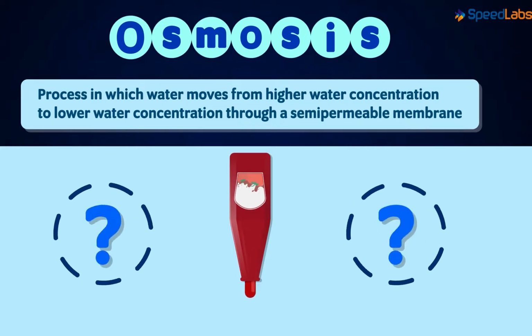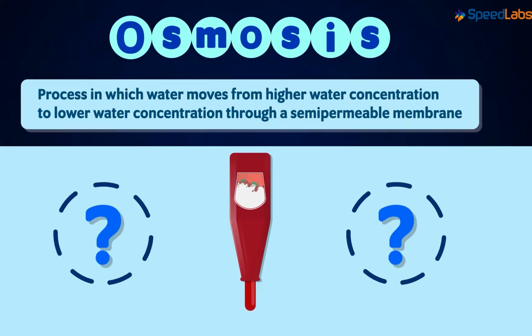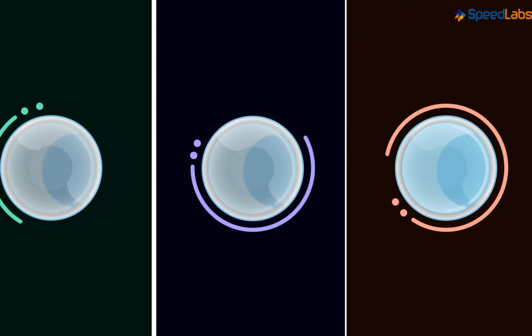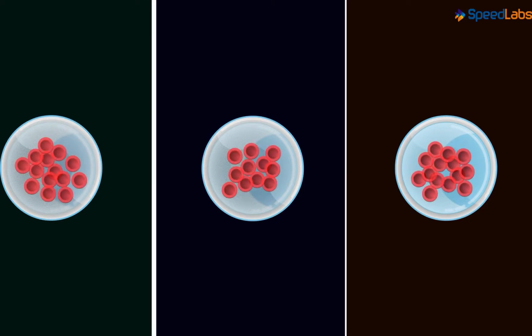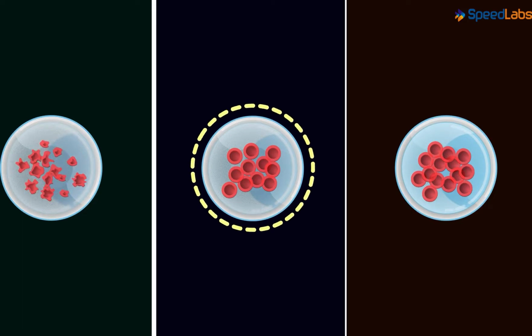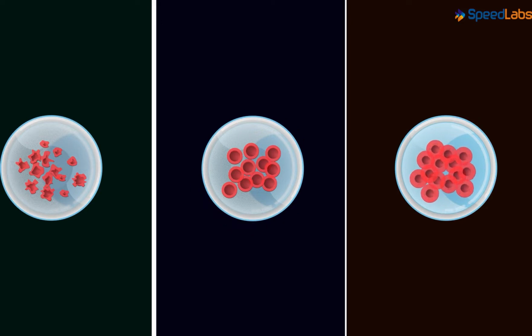And what does this mean exactly? Let's conduct an experiment to understand it better. Let's take 3 plates or containers with salt solutions of different concentration in each. Let's add a few red blood cells, that is RBCs, in each. After a while, we notice that the first set has cells which are shrunken, the second set has cells that are just the same, while the third set has cells which are swollen or bulged.